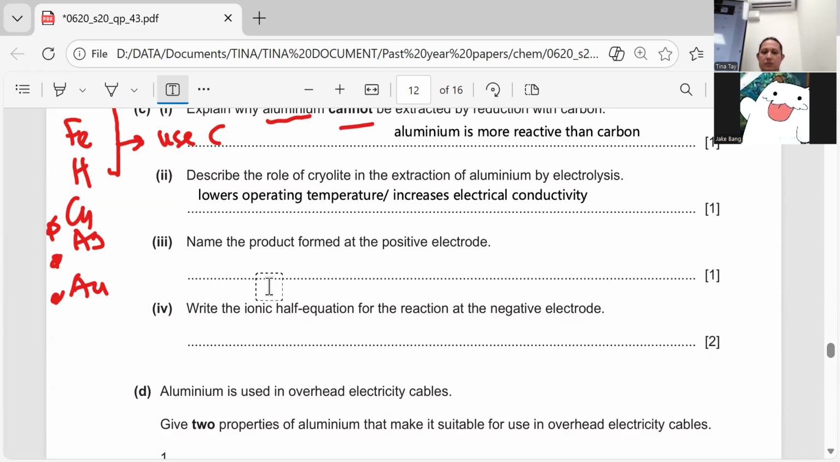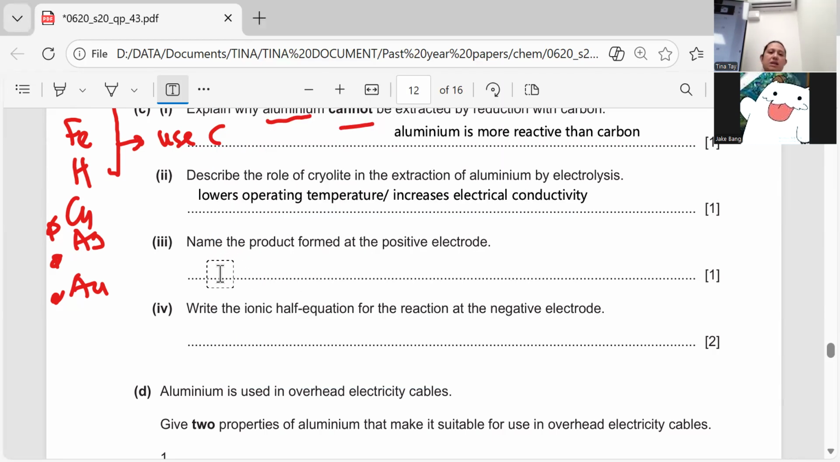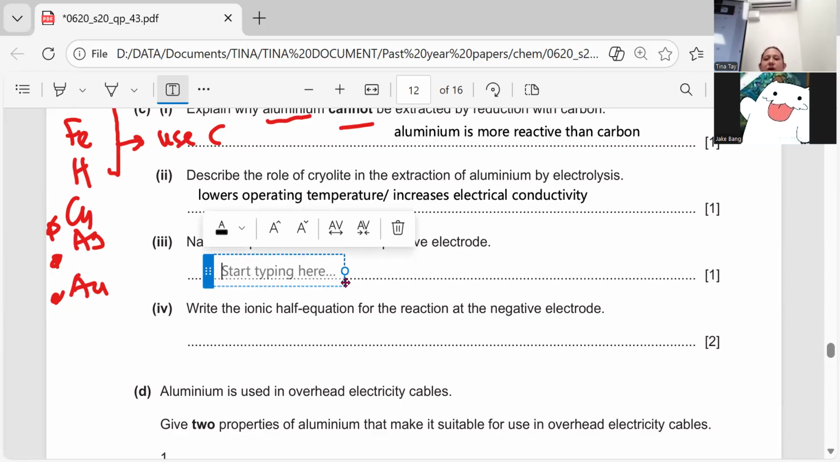I just say reduce cost. No, cannot. You cannot say cost, because the answer cannot be something to do with costs. Get it? The product formed at the positive electrode is oxygen.